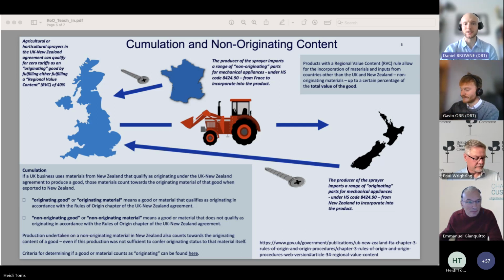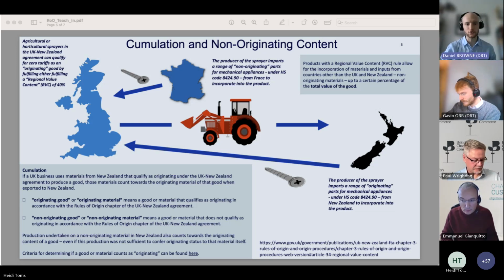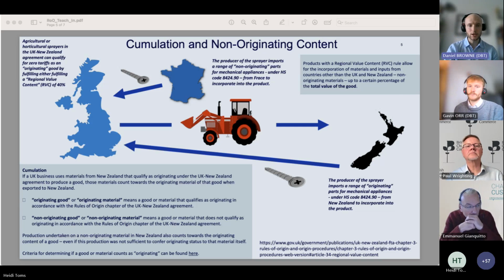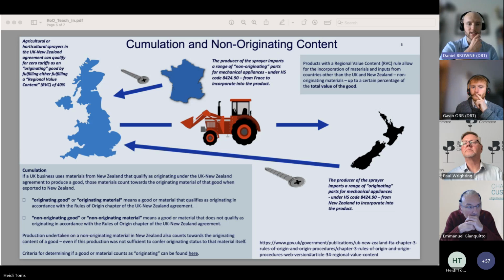So the hypothetical example is that we're looking to send this sprayer from the UK to New Zealand and access tariff preference there. If I draw your attention to the top left of the screen, you can see that under the UK-New Zealand agreement, these agricultural sprayers can count as originating and access tariff preference by either fulfilling a regional value content rule, an RVC, of 40%, or a change in tariff subheading rule. That's similar to what Gavin has just spoken about, but that was about tariff heading.